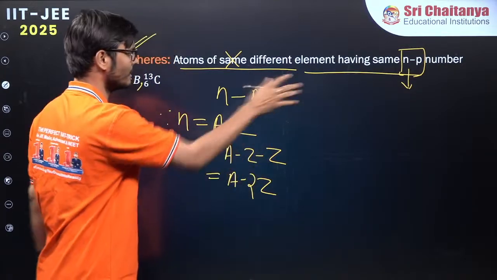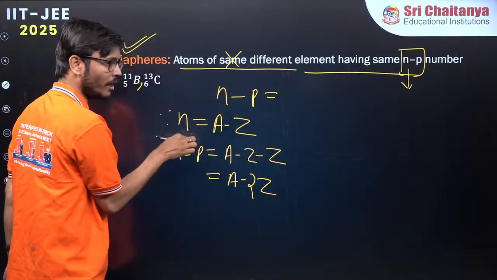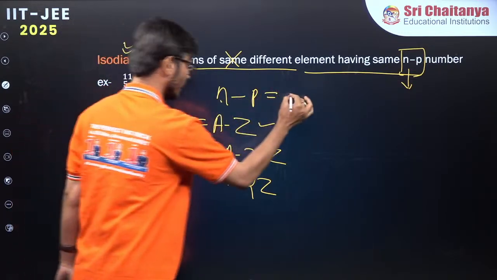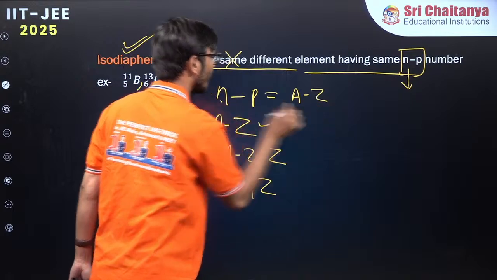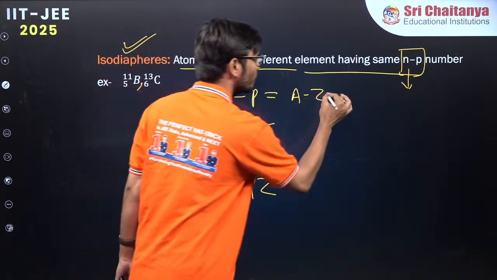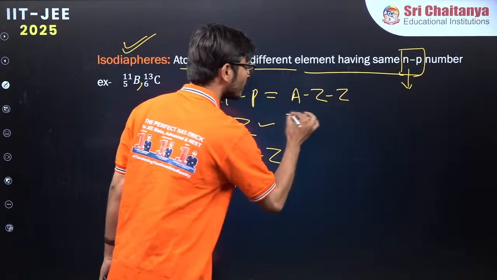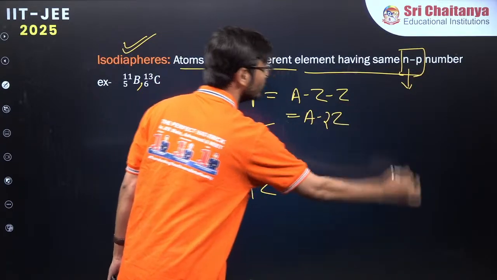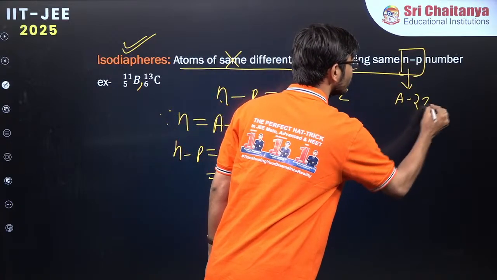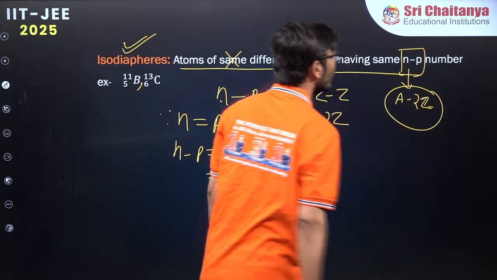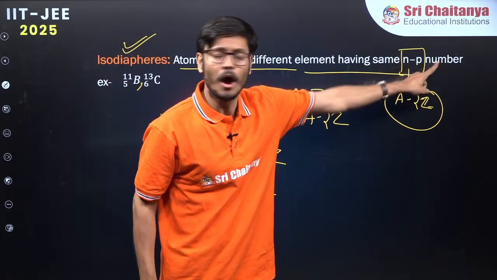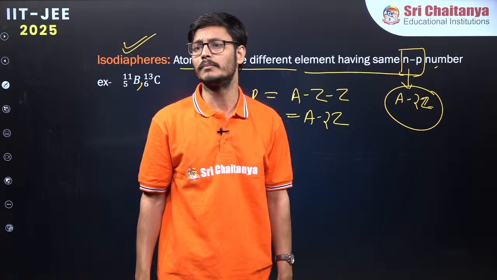Very easy. Look here, everyone. Number of neutron is mass number minus atomic number, so I can write here A minus Z. And P is proton, which is nothing but atomic number. So this comes out to be A minus 2Z. So N minus P is nothing but A minus 2Z. Both could be asked in the papers. What is the meaning of isodiaphers? Either their N minus P number should be same, or their A minus 2Z value should be same.